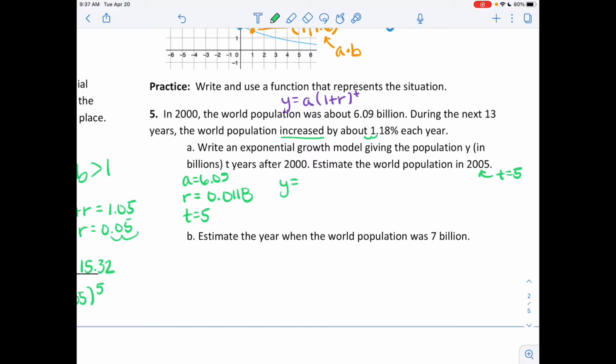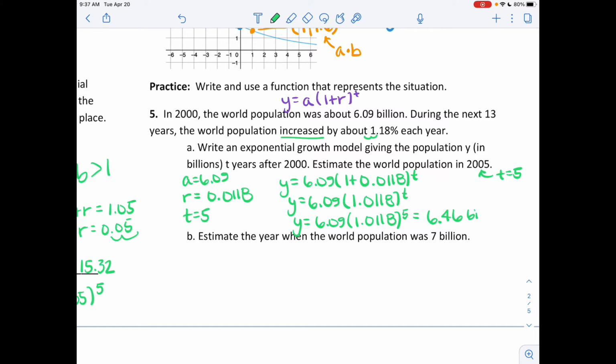So y is equal to 6.09 times 1 plus r, which is 0.0118. And that's raised to the t power. And then we can simplify this by adding what's in parentheses. And so there is our equation, and now we want to evaluate when t is 5. So let's say that y is equal to 6.09 times 1.0118 raised to the 5th power. And when you put that in your calculator, you should get 6.46 billion as a final answer.